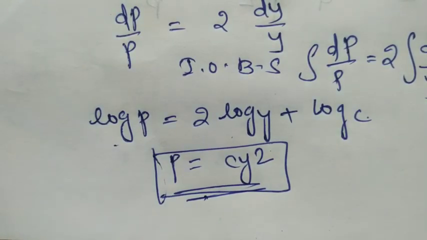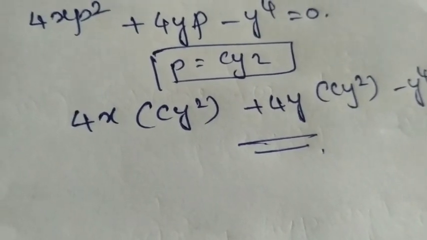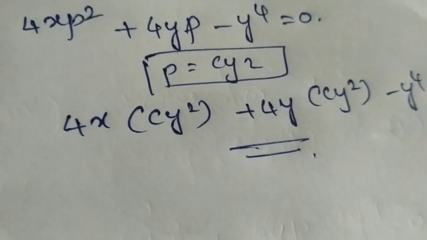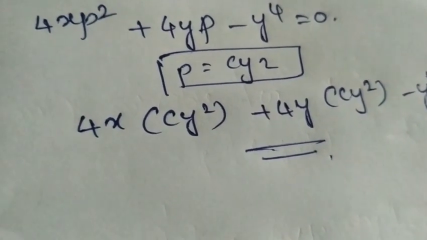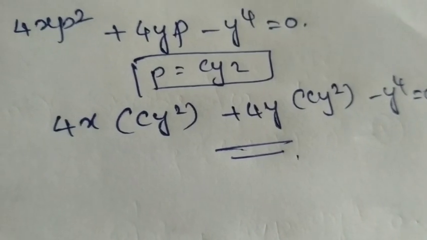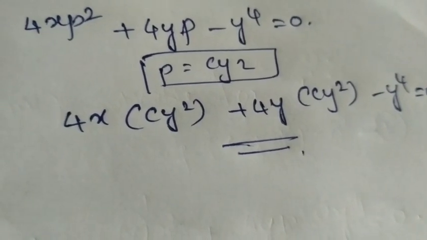Substituting this p value in the given problem, 4x into cy square plus 4y into cy square minus y power 4 equals 0.